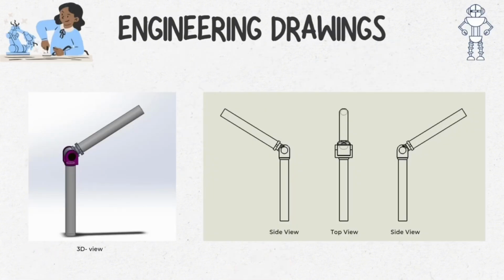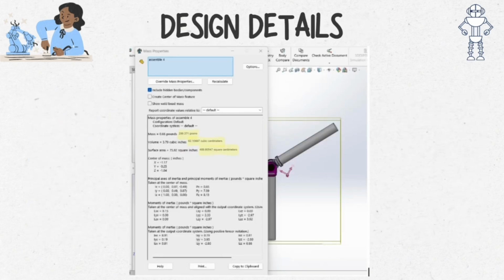And next, for the engineering drawings, here are the 3D view drawings, the top view and the side view of the robotic arm. We use SolidWorks to create these drawings. And next, for design details, we have the properties for the assembly.